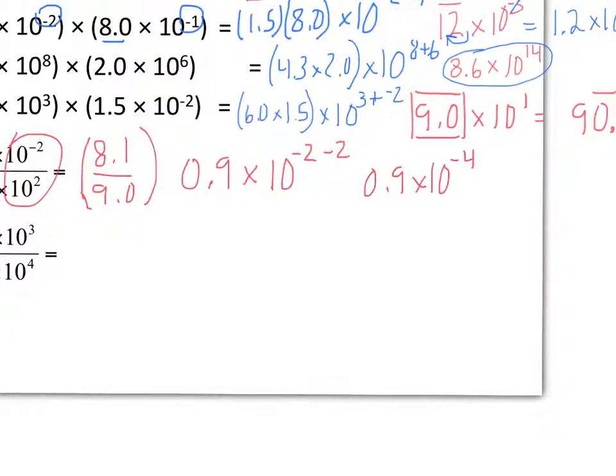Now this is not quite proper scientific notation. What we have to do is move our decimal point over, and when we move it over to the right, that means we have to reduce this by 1. We end up with 9. This really should be 9.0. Should have had a 0 in here because we have two significant figures in this, so we need it in our answer. 9.0 times 10 to the negative 5.